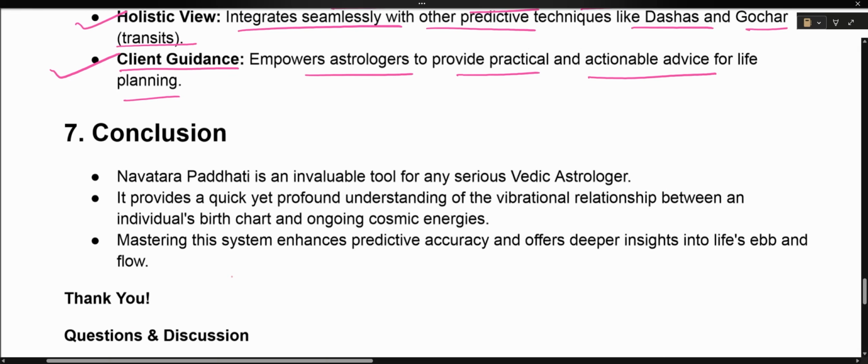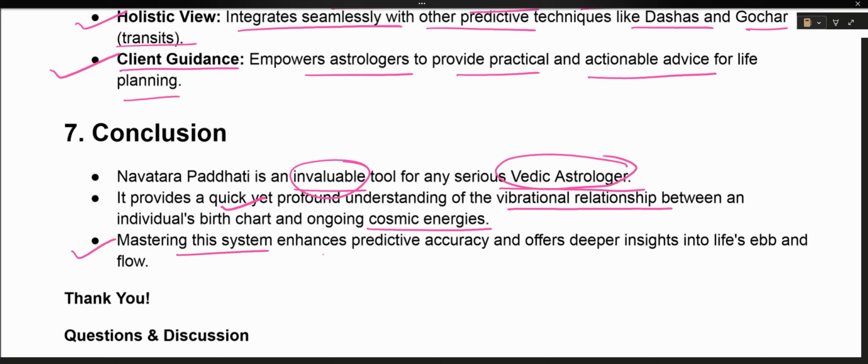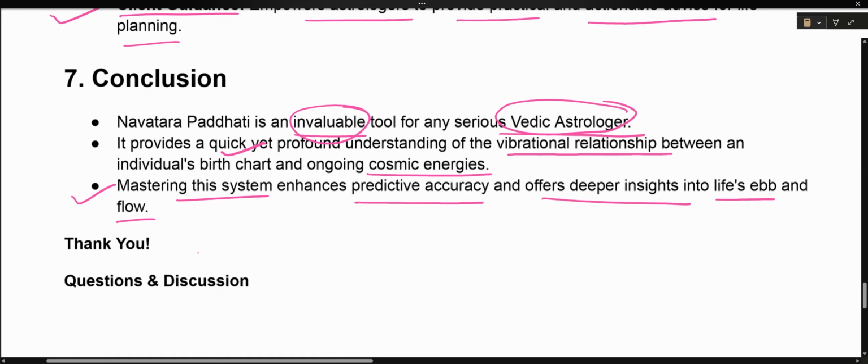So we have a conclusion here. This Navatara Paddhati is a valuable tool for the Vedic astrologer who is serious about his work. It provides a quick yet profound understanding of the vibrational relationship between an individual chart and ongoing cosmic energies. Ongoing cosmic energy means the transit of different planets in different nakshatras. If you master this system, it will enhance predictive accuracy and offer deeper insights into life's ebb and flow. So this will help you in different dimensions.